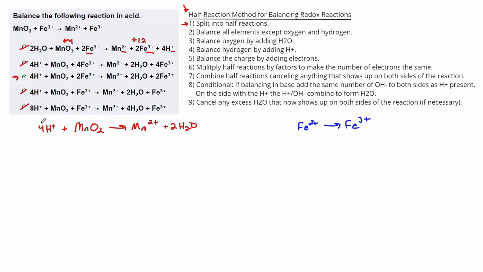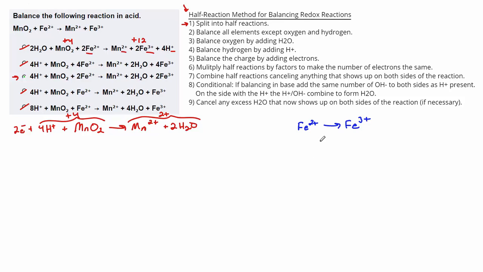On the reactant side here, we've got a total charge of plus 4 with those 4 H pluses. On the product side, we've got a total charge of 2 plus with just the manganese there. Whichever side is more positive gets the electrons until the charge is balanced. And so we'll need 2 electrons on the left-hand side. That way both sides have a total charge of plus 2. And this is the balanced half reaction for MnO2 and Mn2 plus.